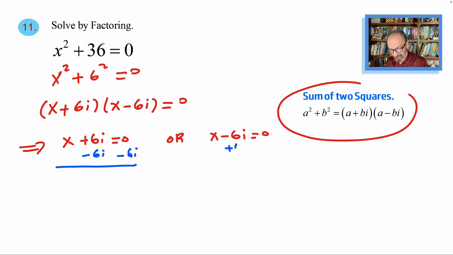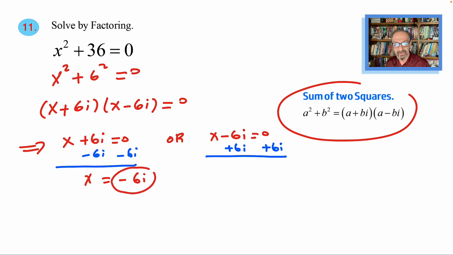And here we're going to be adding 6i to both sides. That will give me x equals minus 6i. That's the first answer. Second one, that is x equals positive 6i. And that should do it.